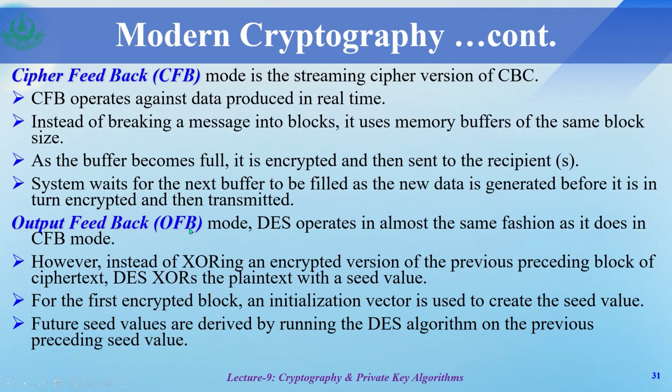Output Feedback, OFB mode. This operates in almost the same fashion as CFB mode. However, instead of XORing an encrypted version of the preceding block of ciphertext, this XORs the plain text with a seed value. For the first encrypted block, an initialization vector is used to create the seed value. Future seed values are derived by running the DES algorithm on the preceding seed value.